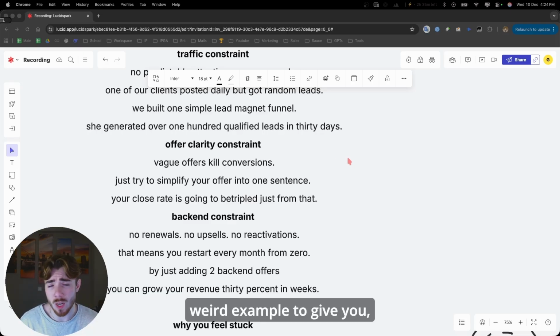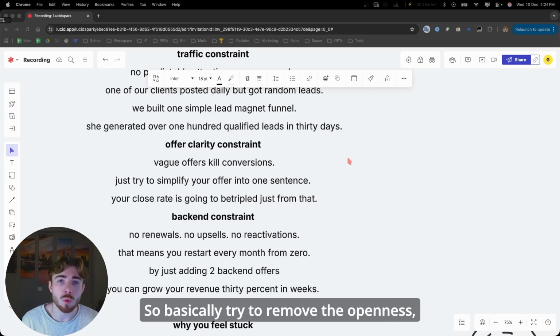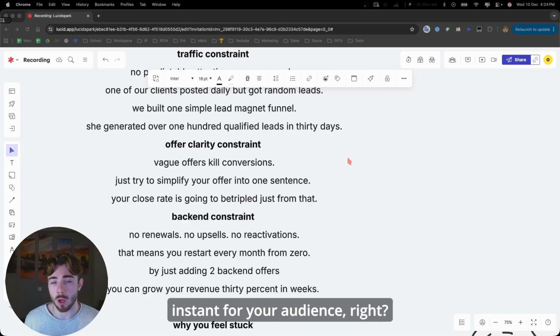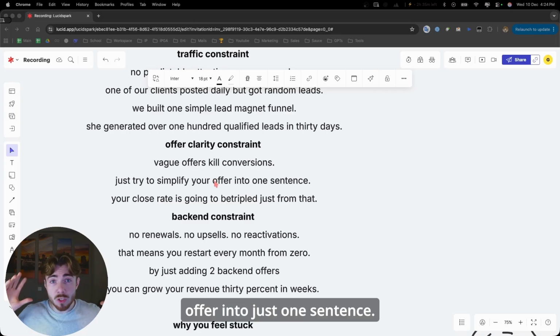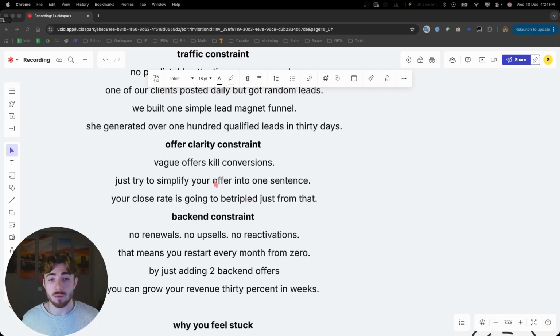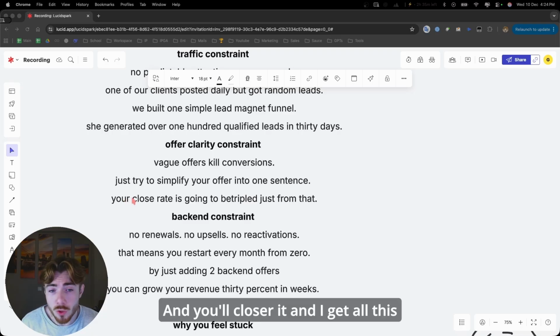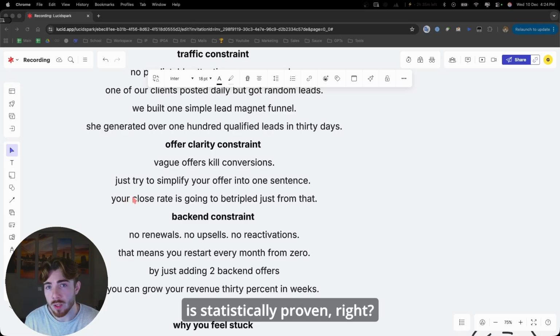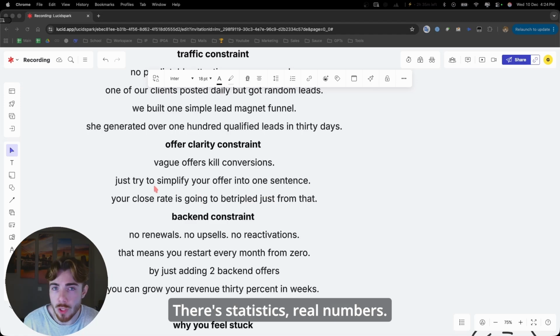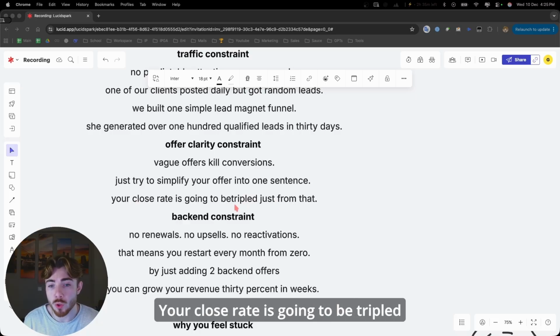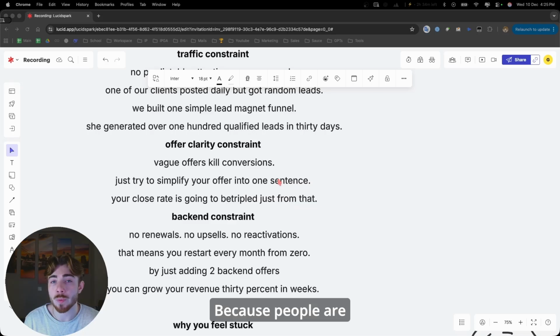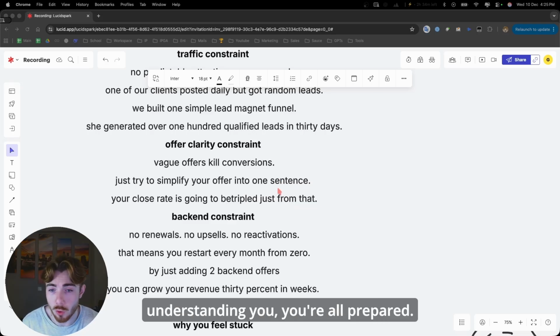I know that's a very weird example to give you, but that's actually what I do, and it works really well, right? So basically, try to remove the vagueness. Try to make it very instant for your audience, your ICP, to understand. Just try to simplify your offer into one sentence. That's it. Just one sentence. And your close rate, and again, all this is statistically proven, right? There's statistics, real numbers, real math behind all of this that I'm saying. It's not just me yapping out of thin air. It's not ChatGPT generated. This is based on real data that I have. Your close rate is going to be tripled just from that, right? Because people are going to understand your offer better.